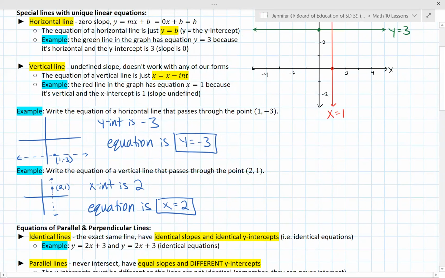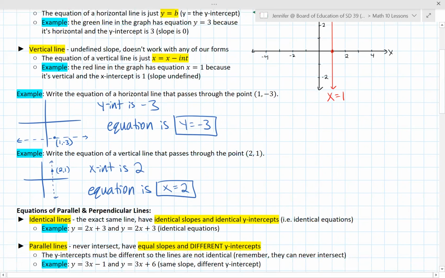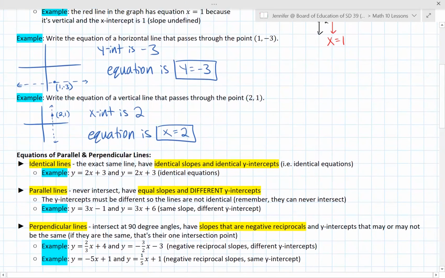Next, we'll do a reminder of our parallel and perpendicular lines. We know what they look like. We know what some examples of them in the real world are. Now we want to look at the equations of parallel and perpendicular lines. So first, let's note, what would identical lines look like? Of course, their equations would just be identical.